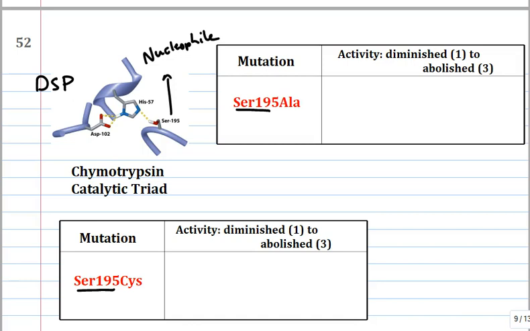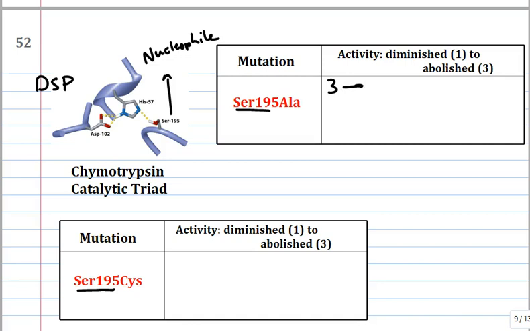Well, let's look at the mutation serine 195 alanine. And so what you have to do in these types of questions is look at the new amino acid side chain, or think about the new amino acid side chain, and ask the question, can this side chain play the same role as the original, the normal, or the wild type side chain played? And in this case, it's definitely no way, man. Look at this. It has to be a 3. This enzyme is dead, folks, if you put an alanine in for serine 195.